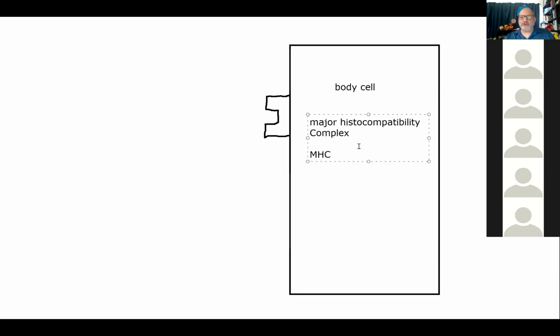Now, as we will learn, there are actually two classes of those, but we're not going to worry about the different classes just yet. We will get to that. But the point is, every cell in our body has these major histocompatibility complexes. And these are the proteins, these are the antigens that say, this is me. Right? This is basically what we call the self-antigen.